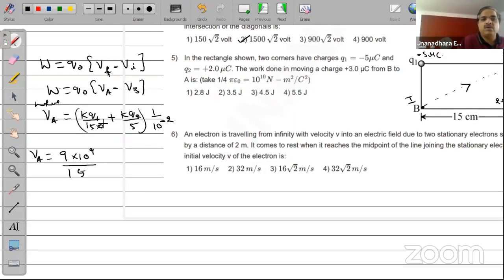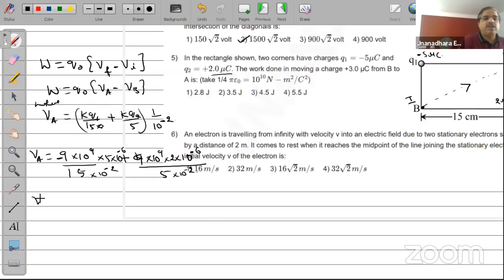There's a minus sign now, so be careful. I'll put a minus sign here because it's -5, isn't it? Into 5. Okay, plus K. The other one is a 2 microcoulomb charge. So 9 into 10 to the power 9 into 2 into 10 to the power -6, divided by 5. Don't forget 10 to the power -2 for both of them.